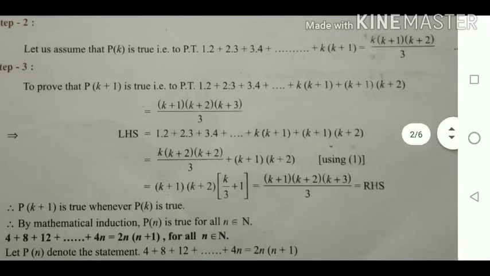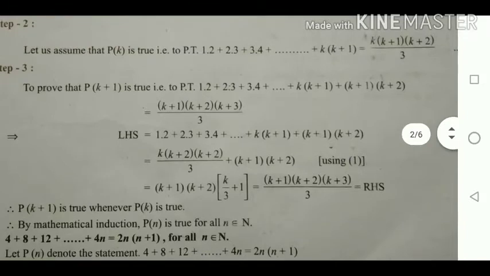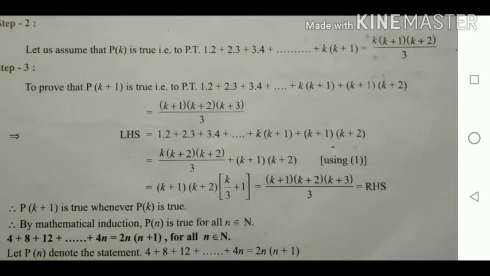On the LHS we have 1·2, 2·3, 3·4, up to k(k+1), and k(k+1)(k+2) divided by 3 is the formula for that sum. Then plus (k+1)(k+2). If you take (k+1) and (k+2) as common, the remaining term is k/3.